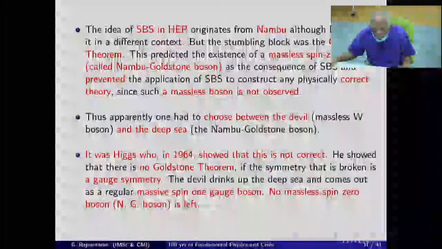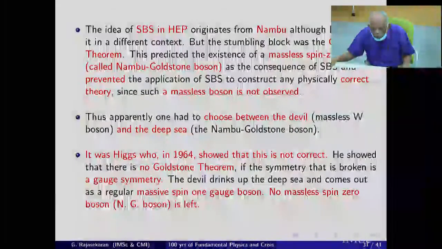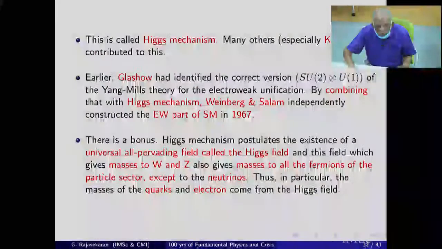So what happens is the devil drinks up the deep sea and comes out as a regular massive spin one gauge boson. So instead of the zero mass gauge boson, it becomes a finite mass gauge boson. That is how W and Z get their masses. And the Nambu-Goldstone boson also has been eaten up. So that is the famous Higgs mechanism. This is called the Higgs mechanism.